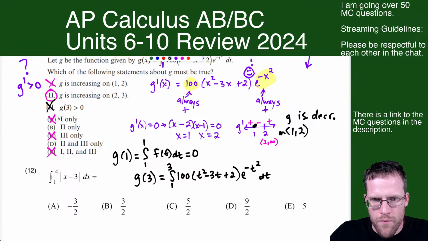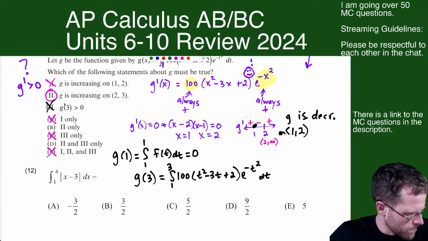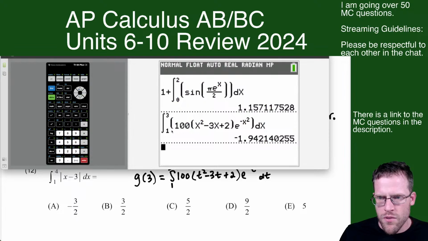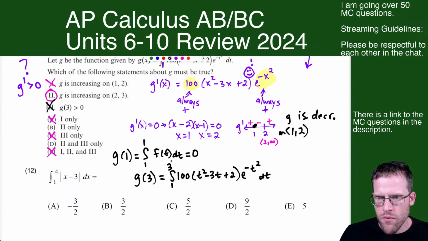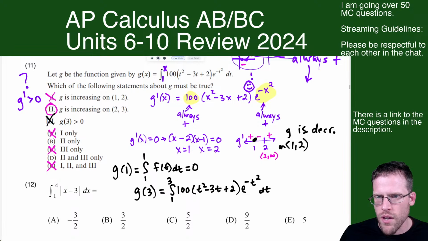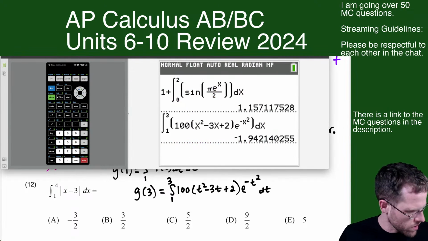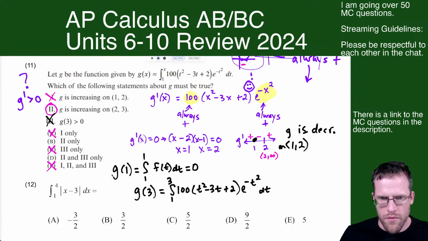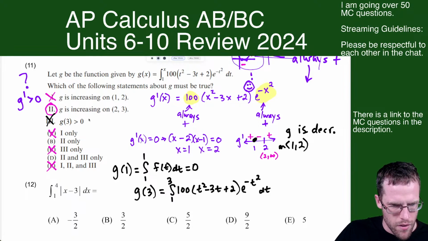Okay. So just here, g of 3 is not, what's it called? G of 3. Wait. You know what? Let me just make sure. Let me just type that in one more. Let me just read what we have. So g of 3. Oh, I'm sorry. Did I write this? I just want to make sure that I'm not writing it incorrectly. Yeah, g of 3 is the integral from 1 to 3 of 100 times x squared minus 3x plus 2, and then times e to the negative x squared. This came out negative. So g of 3 greater than 0 is not a true statement here. Okay.